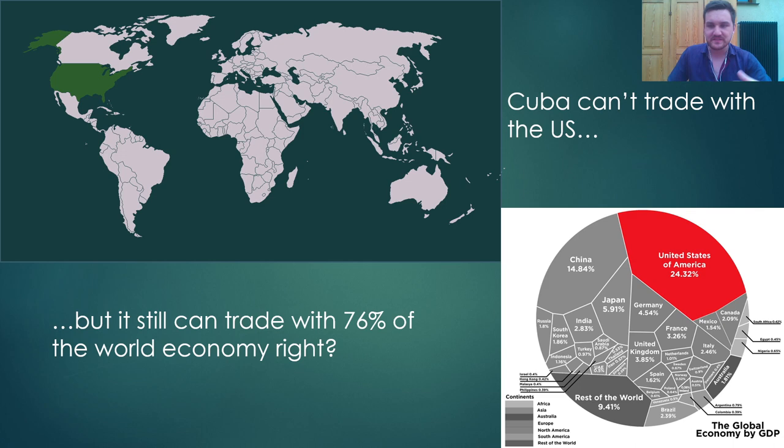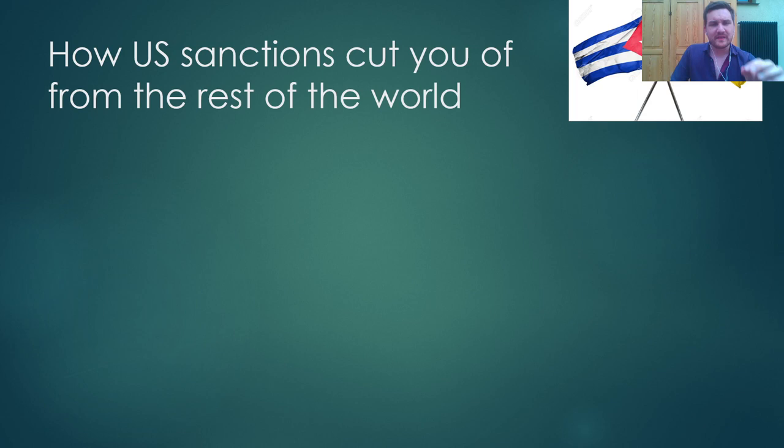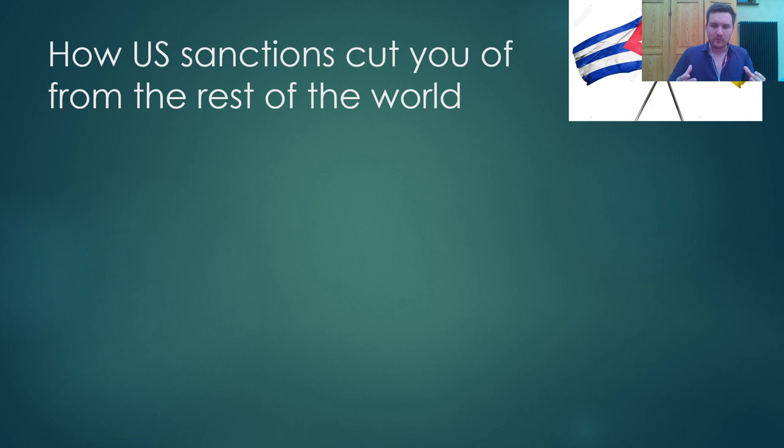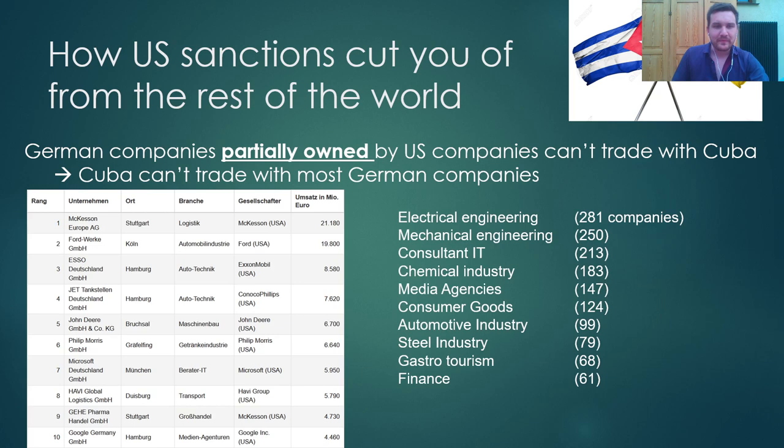But the thing is that sanctions by the United States cut you off from the rest of the world. So let's say Cuba wants to trade with Germany, for example. I'm German, I live in Germany. The thing is that once a company is owned only partially by the United States, Cuba cannot trade with this company, cannot buy products from this company. So German companies that are partially owned by US companies can't trade with Cuba. And in our globalized economy, this basically means that every company that is big enough to be exporting goods is off the charts for Cuba. They can't sell to those companies, and they can't buy from those companies.